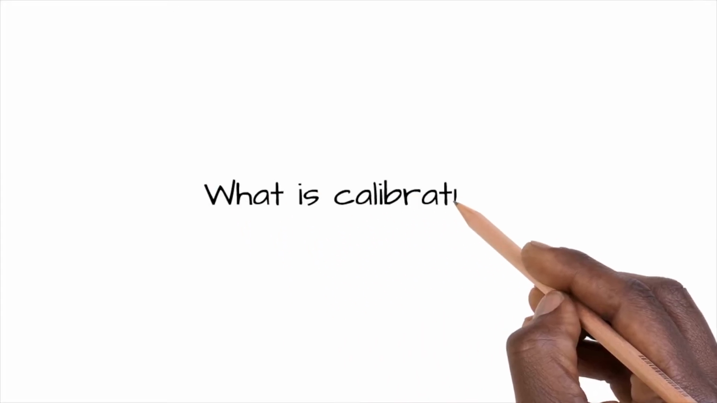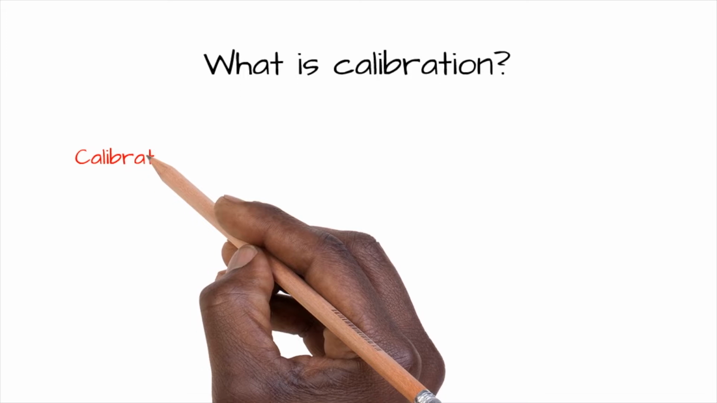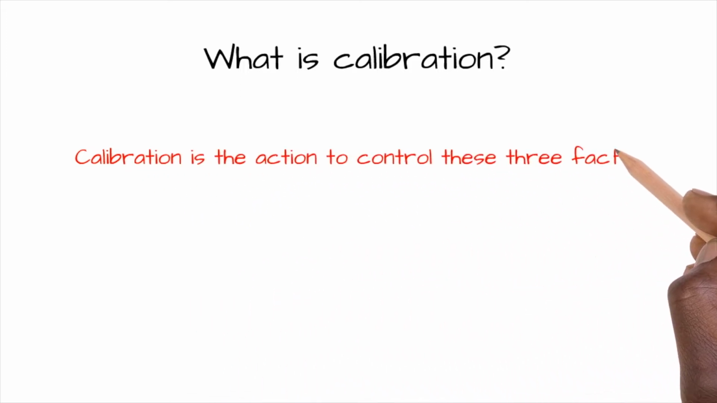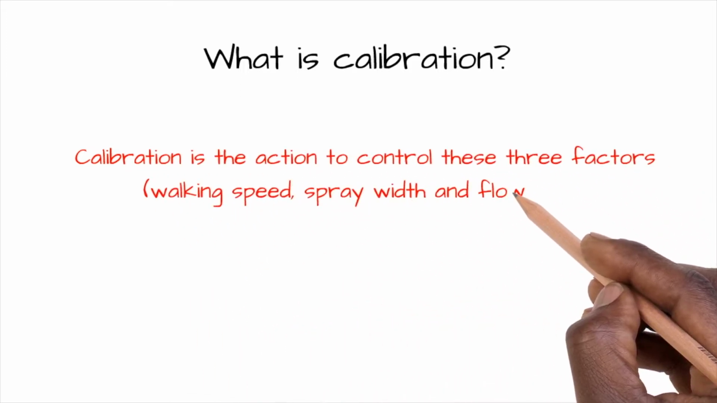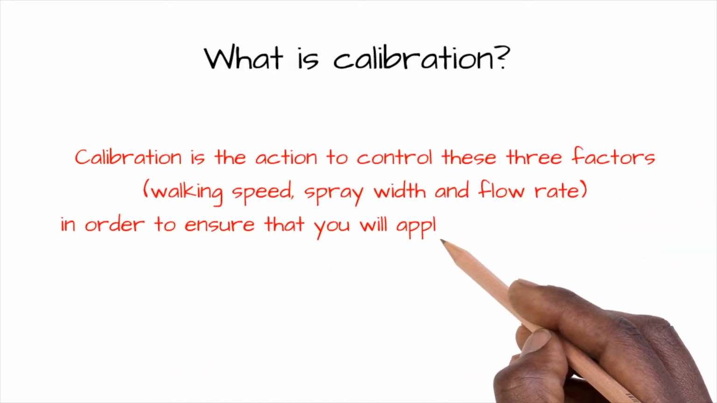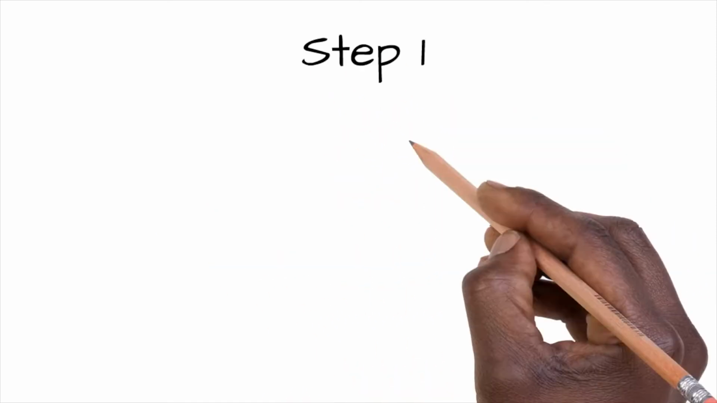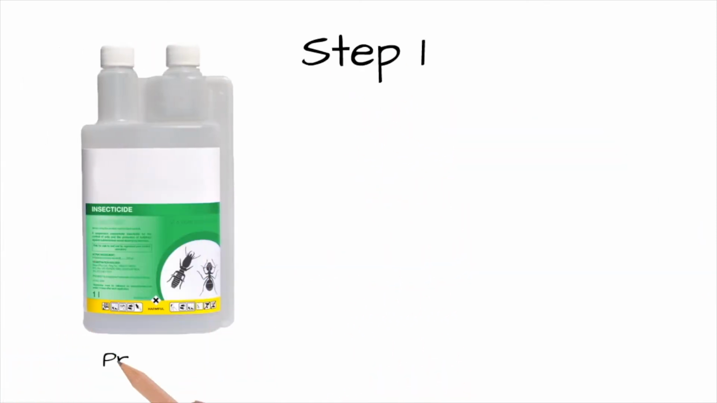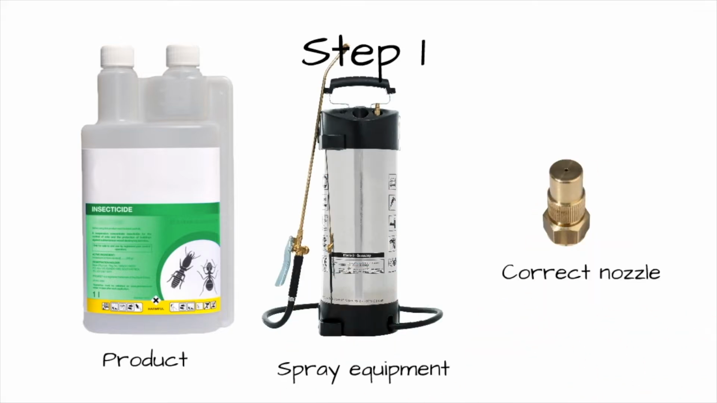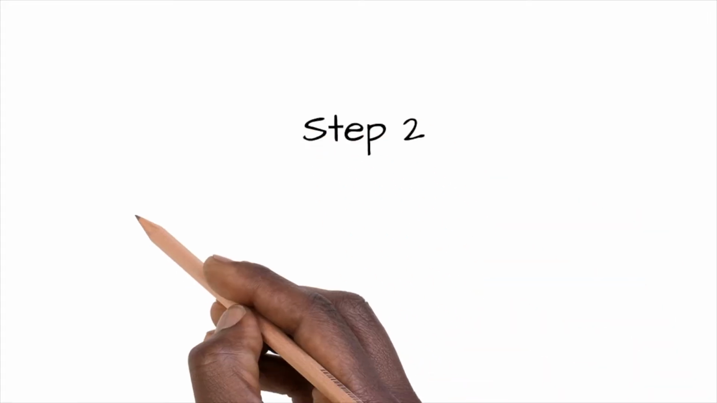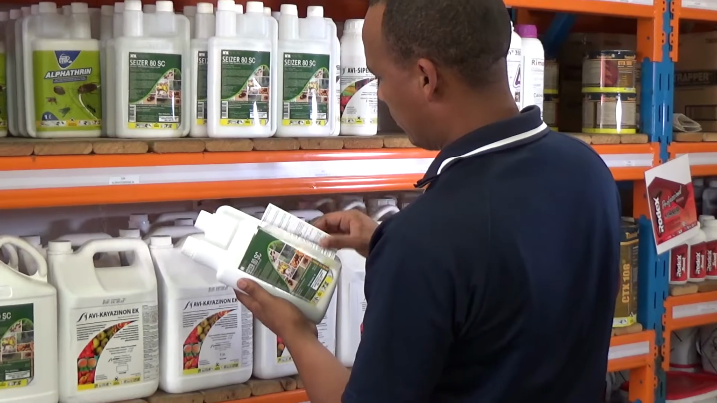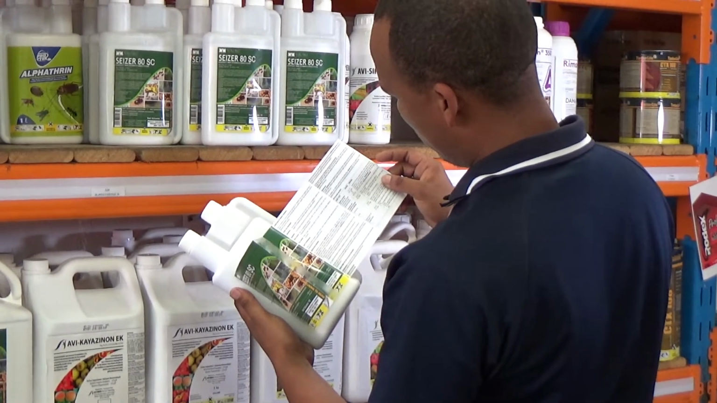So what is calibration? Calibration is the action to control these 3 factors: walking speed, spray width and flow rate, in order to ensure that you will apply the exact application rate specified on the product label. Step 1. Choose the correct product, spray equipment and nozzle for the task. Step 2. Make notes of all the variables. Application rate, according to the product label.